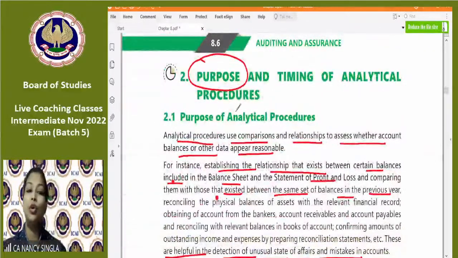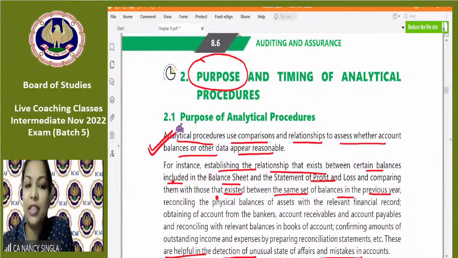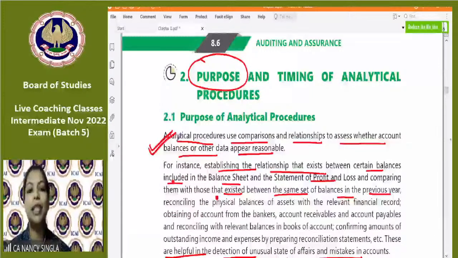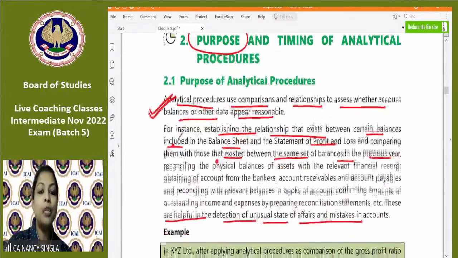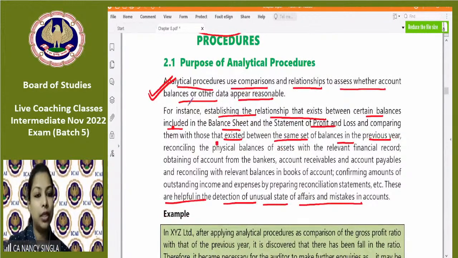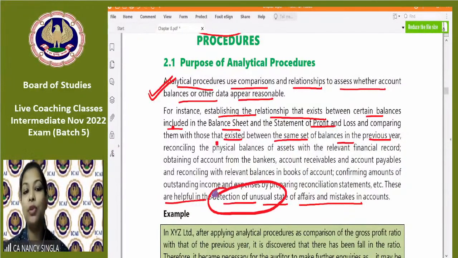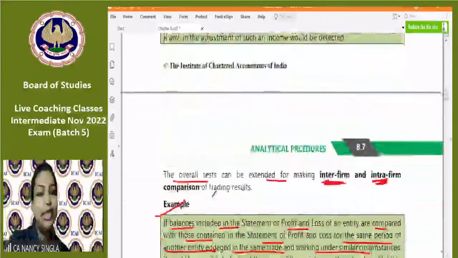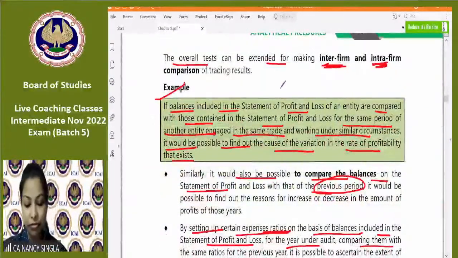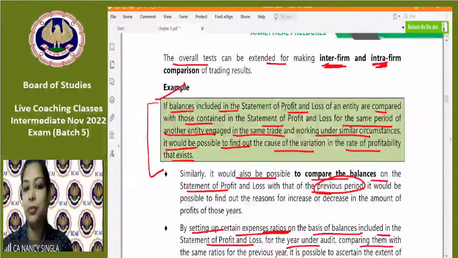Purpose क्या है? So the purpose is what? First of all, first line explains that analytical procedures में क्या आता है? Comparisons and relationships आते हैं. Why? To assess whether account balance is reasonable or not. ठीक है? So balance sheet item में और the P&L में you can compare it with the previous year. So इससे help क्या होता है? It help you to detect something unusual state of affairs. ठीक है? Then these examples you can read. It may be interfirm, it may be what? Intrafirm. For example, that you are comparing the P&L items with respect to the other industry or the prior period. ठीक है? You may compare the balances of statement of P&L.